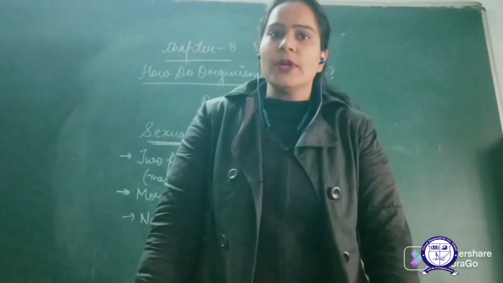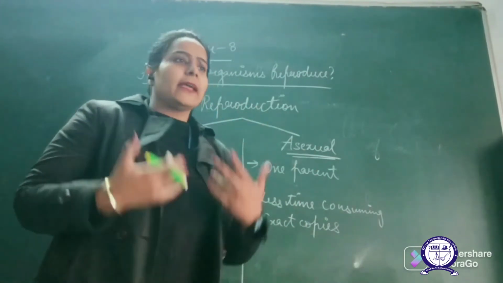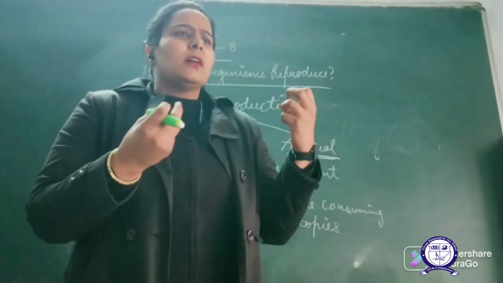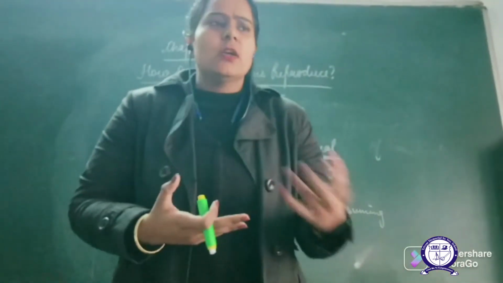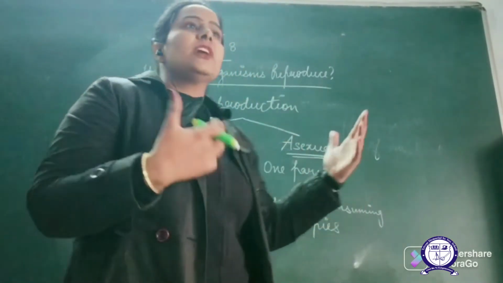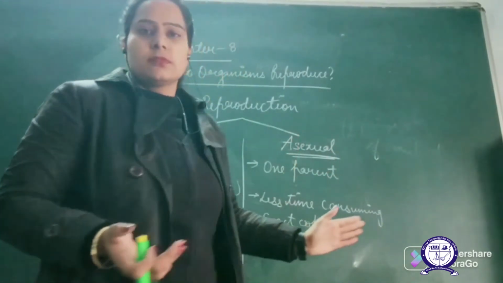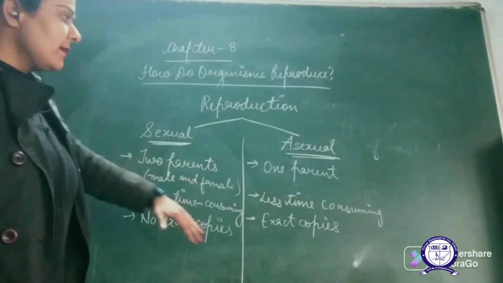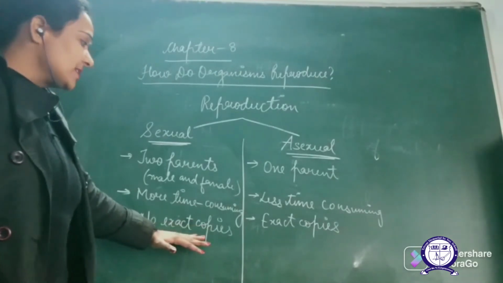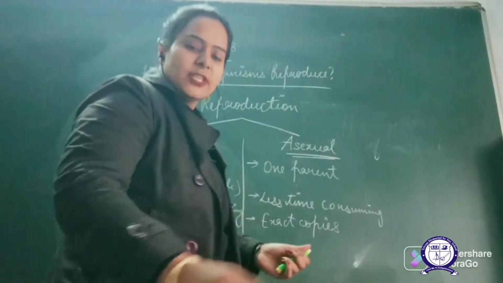Alright? Getting my point? Sexual reproduction basically, we do in the more complex organisms like plants, like us human beings, animals. We also come under animals only. And asexual reproduction can be done in very cellular level organisms, very less differentiated, like fungus, algae, bacteria, amoeba. They can do this because they do not have a very complex body that needs a more complex reproduction process. It is a very easy process. Alright. So, two parents, one parent, more time consuming, less time consuming. The young ones will not be exact copies of their parents in sexual reproduction, and the young ones will be exact copies of their parents in asexual. Alright, bache?